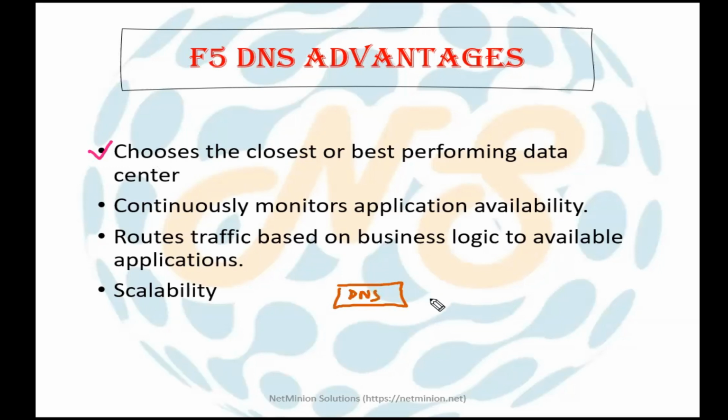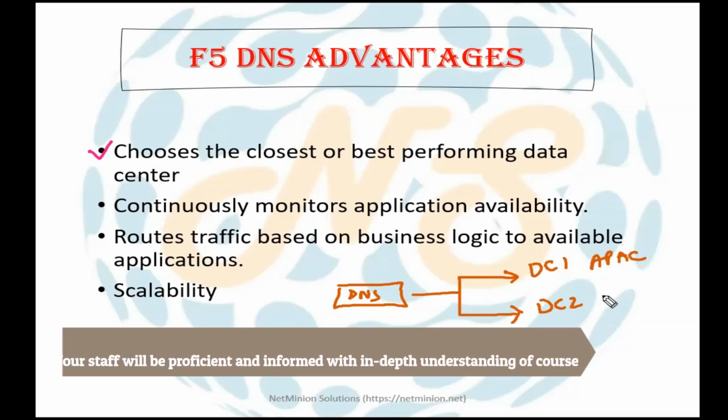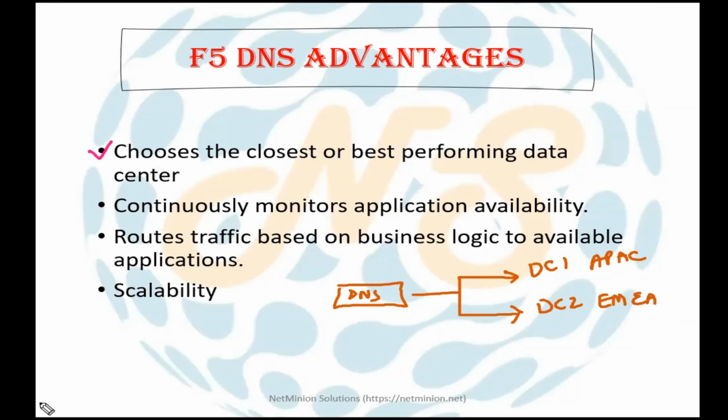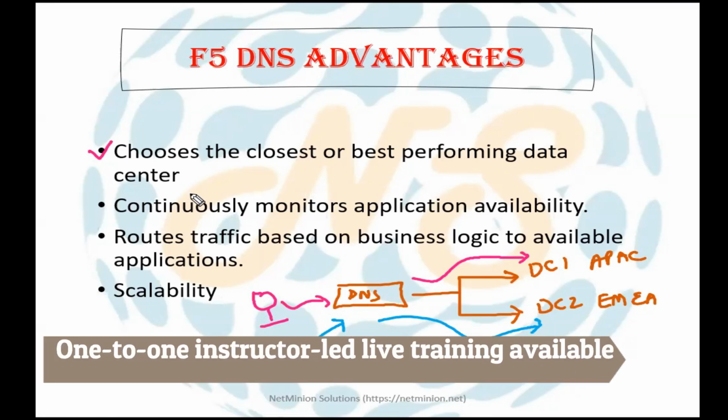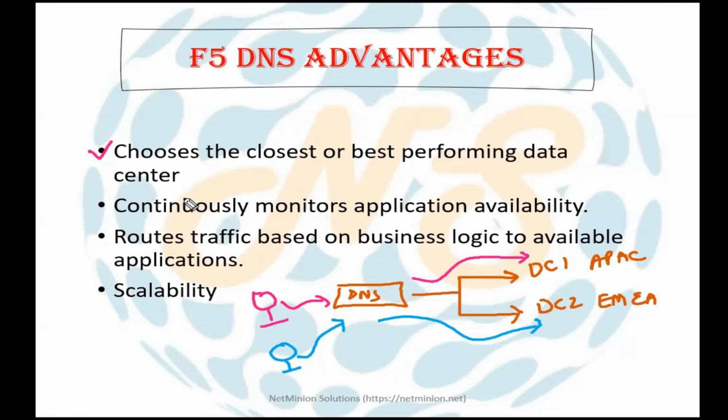F5 DNS, as I told you in an earlier class, is a GSLB solution. It means it can have more than one data center. So let us say there is data center one and data center two, this data center in the APAC, this data center in the EMEA. Now, if a user is coming from the APAC, DNS has the intelligence to send them to the APAC data center only, not to the EMEA, just to avoid latency. But if some user is coming from Europe, in that case, it will send them to the EMEA data center. Again, low latency, right? So that is how you can have the closest or best performing data center. You can choose by yourself. Okay, very major part it is.